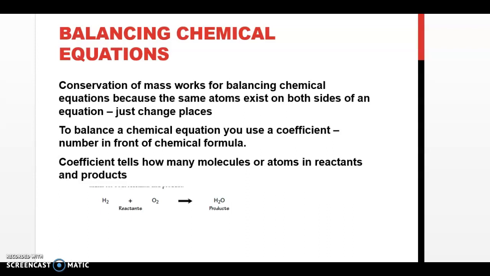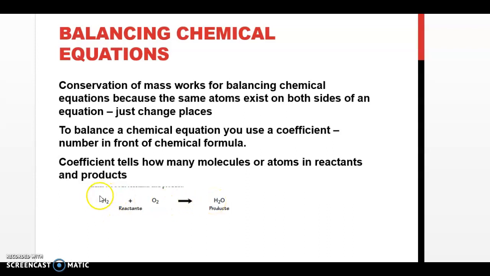Coefficients are the numbers in front of the chemical formula. These things down here, this 2, this 2, this 2, those are all what we call subscripts. If I was to put a number in front of the H, or a number in front of the O, or a number in front of the H2O, that's what we call a coefficient. A coefficient tells you how many molecules or atoms in the reactants and products. So if I were to put a 2 in front of this H, I would have 2 molecules of hydrogen. If I put 2 here, it would be 2 molecules of oxygen. If I put a 2 here, it would be 2 molecules of water.